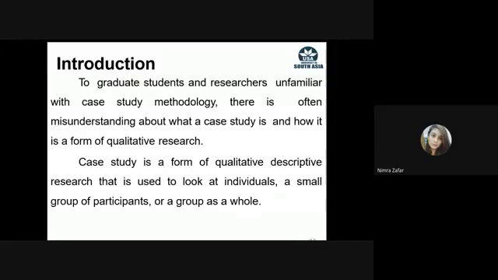Introduction. To graduate students and researchers unfamiliar with the case study methodology, there is often misunderstanding about what a case study is and how it is a form of qualitative research. Case study is a form of qualitative descriptive research that is used to look at individuals, a small group of participants, or a group as a whole.